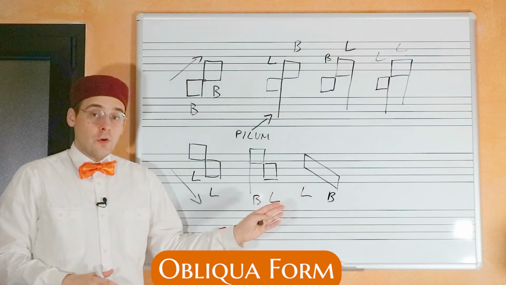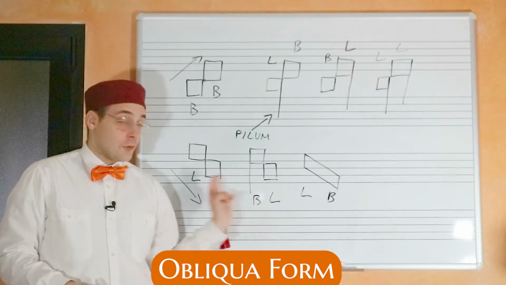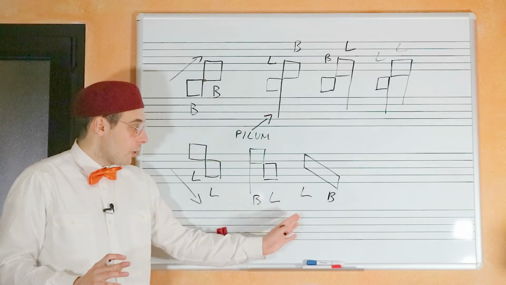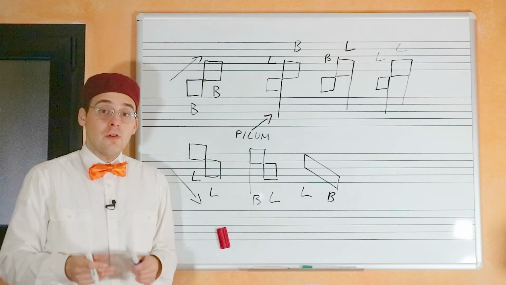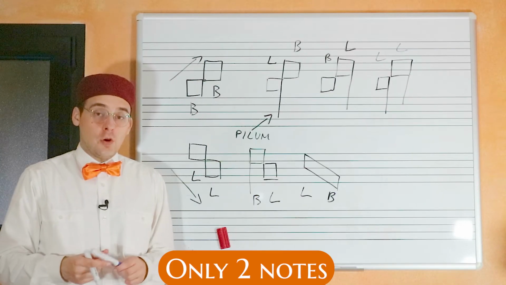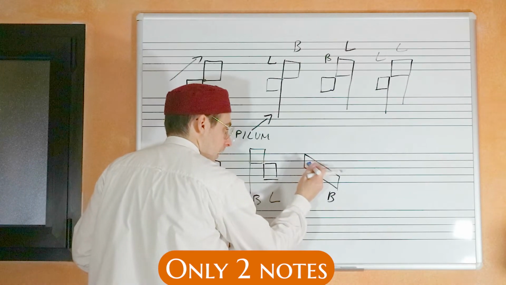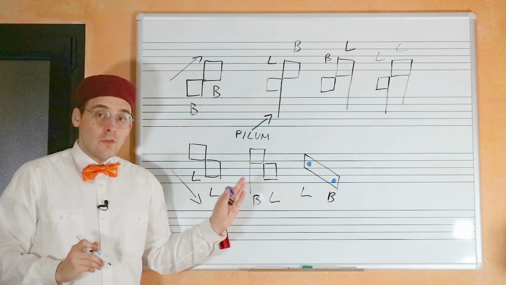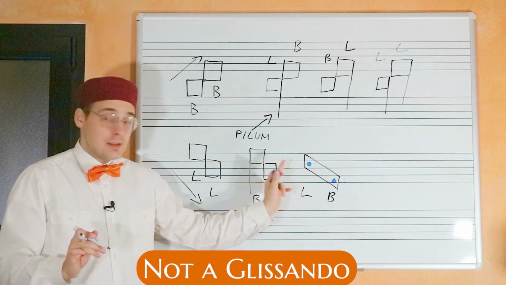The obliqua form makes the second note of the ligature from longa to brevis. As you can see, the obliqua form only transforms the second note. The obliqua form indicates only two notes: the first note that is here and the second note that is here. The obliqua form is not a glissando. It only indicates two notes.